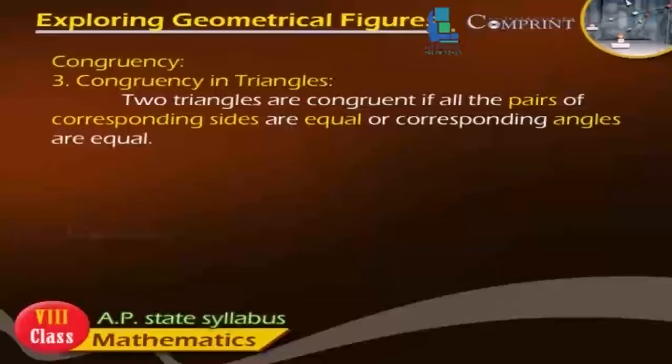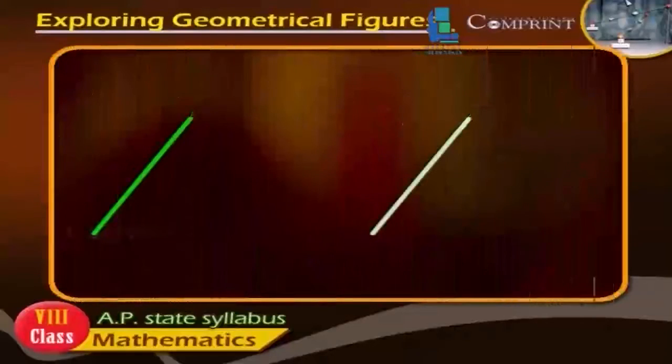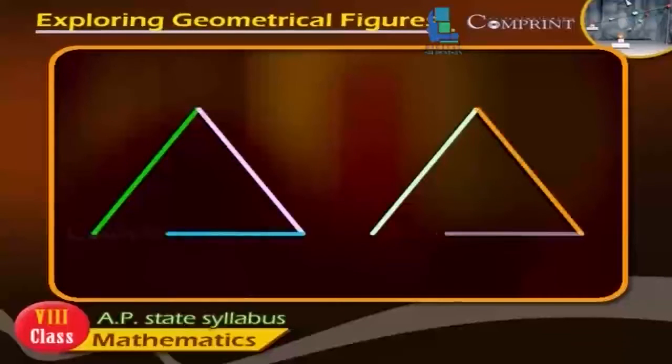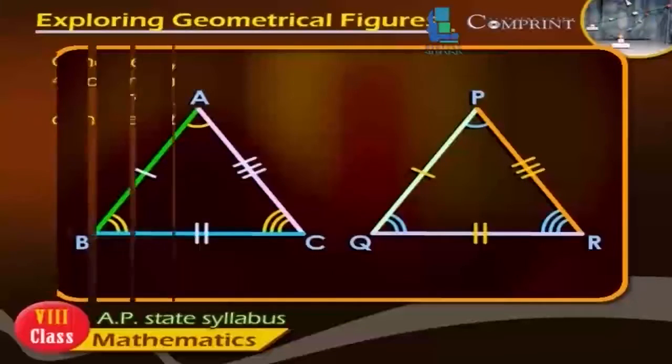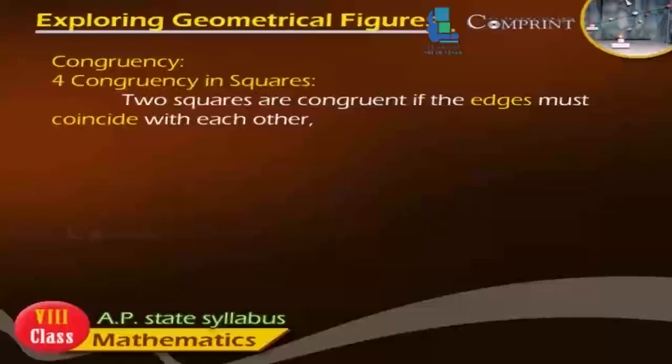Congruency in triangles. Two triangles are congruent if all the pairs of corresponding sides are equal or corresponding angles are equal. Congruency in squares. Two squares are congruent if the edges coincide with each other.